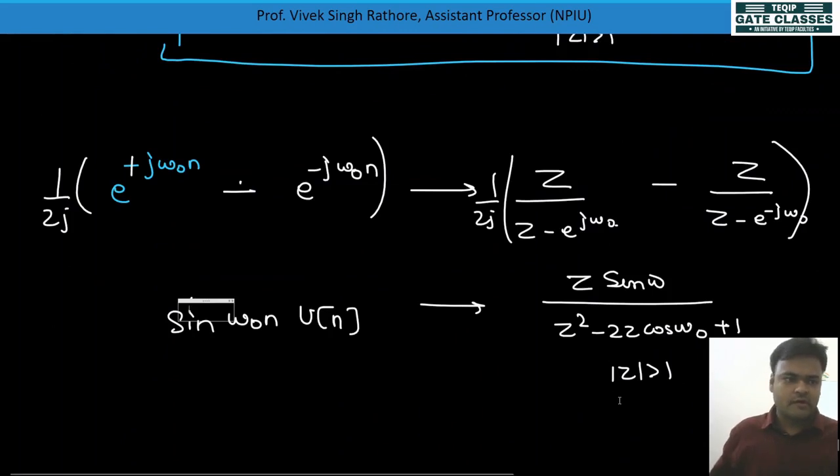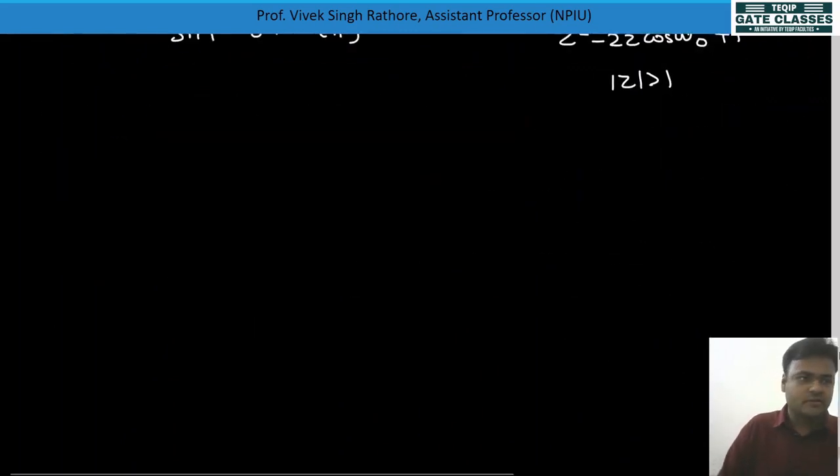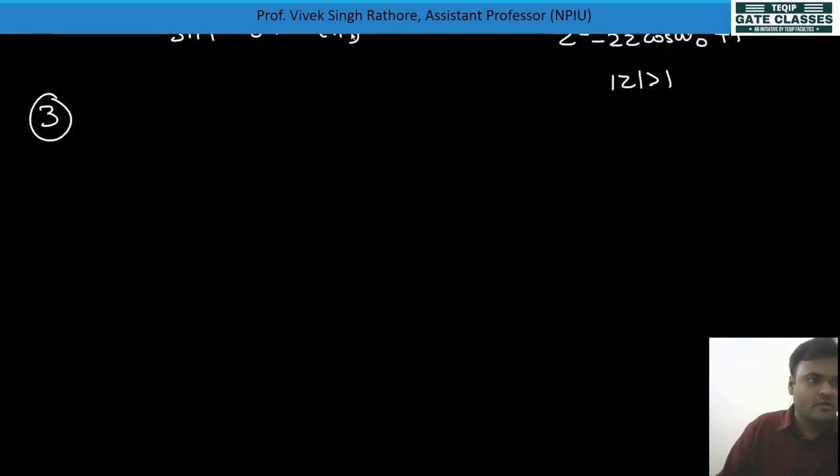Now moving on further, we'll see some more properties of the Z transform. We'll see the third property. The third property is time reversal. So we'll see what happens when we do time reversal for the Z transform.